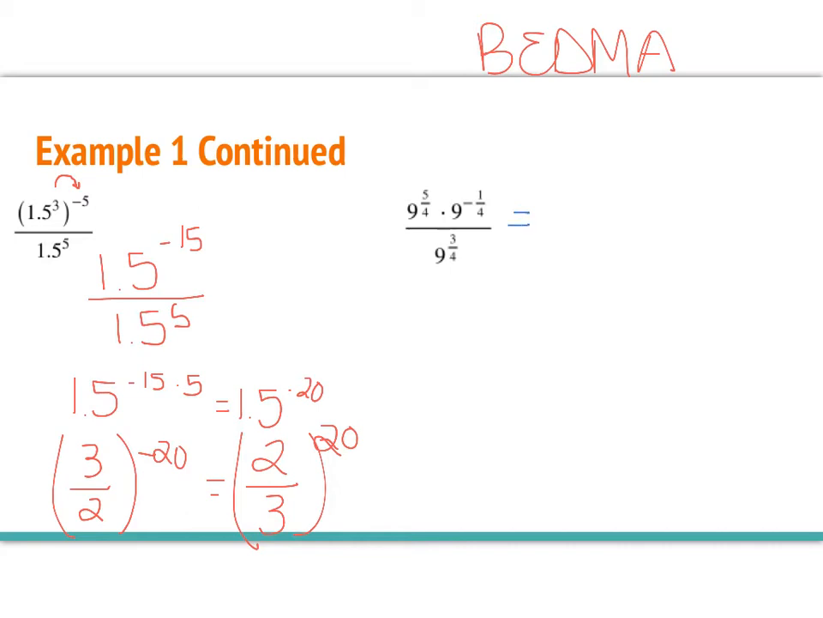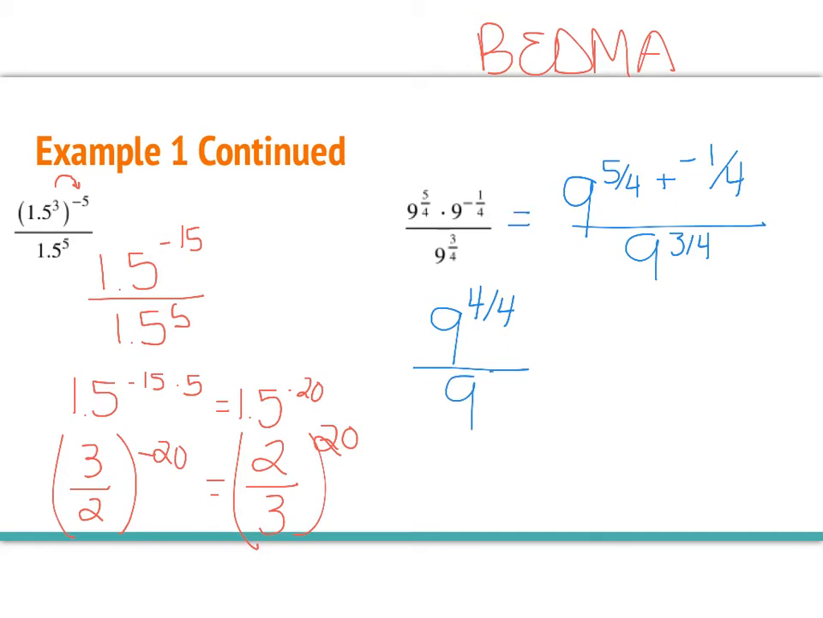So we're going to add these two exponents. So 9 to the 5 over 4 plus negative 1 over 4, all over 9 to the 3 over 4 still. 5 over 4 plus negative 1 over 4 brings us to 9 to the power of 4 over 4. Because they already have the same common denominator, we don't need to work on that. And that's still over 9 to the 3 over 4.